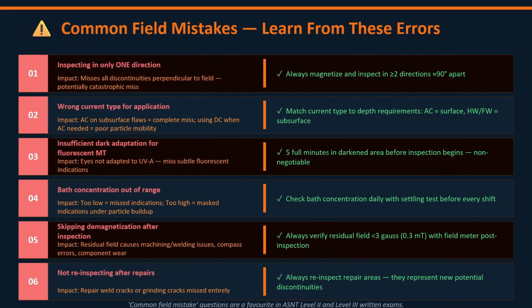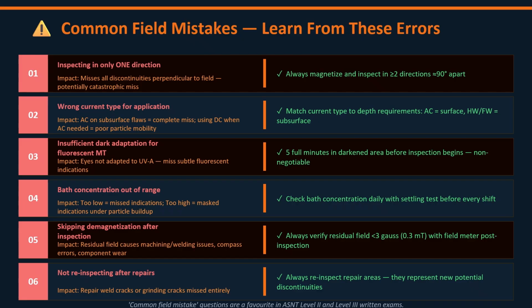The common field mistakes on this slide are valuable because each one can produce a real inspection failure. The first is inspecting in only one direction. A field that is poorly oriented to a crack can miss it completely. The corrective action is to use complementary magnetization directions as required by the procedure. The second is selecting the wrong current type. Using AC for a deep near-surface concern can reduce the probability of detection because of the skin effect. Conversely, selecting a current with poor particle mobility can reduce the visibility of indications.